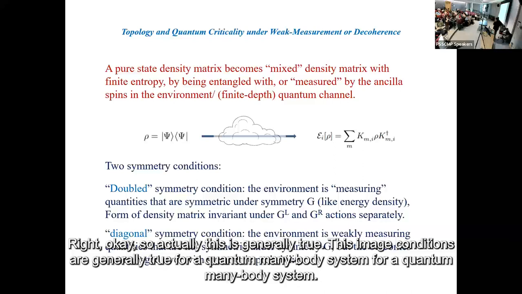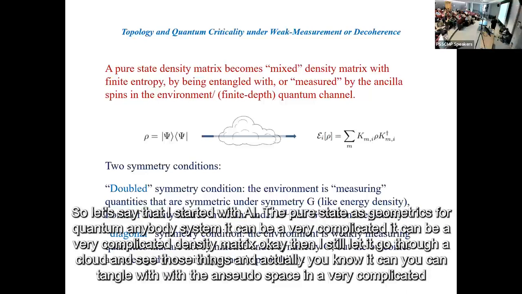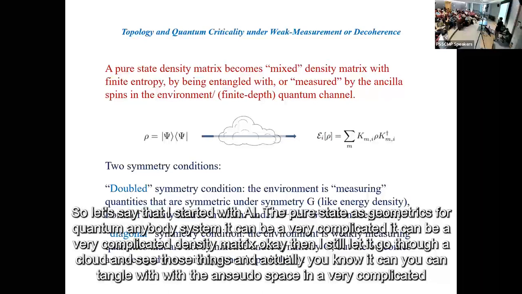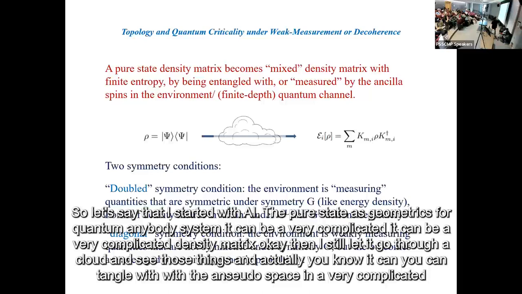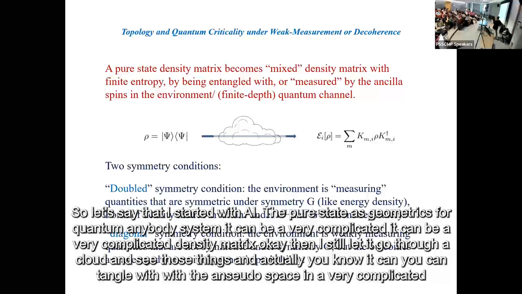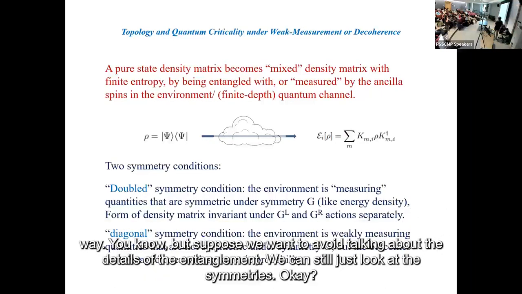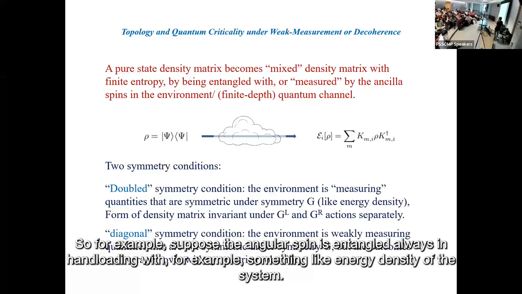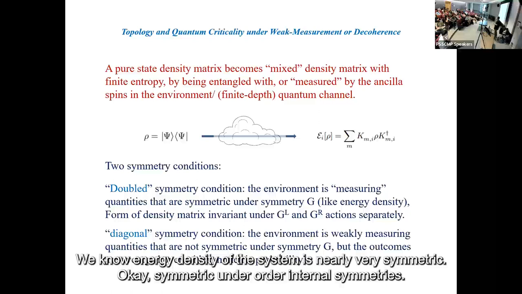Actually, this is generally true. These symmetry conditions are generally true for a quantum many-body system. Let's say I start with a pure state density matrix for a quantum many-body system. It can be a very complicated density matrix. Then I let it go through a cloud of ancillary spins, and it can entangle with the ancillary spins in a very complicated way. But suppose we want to avoid talking about the details of the entanglement, we can still just look at the symmetries. For example, suppose the ancillary spins are always entangling with something like the energy density of the system.